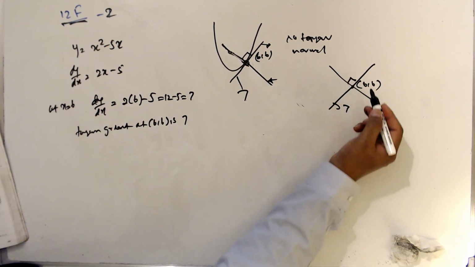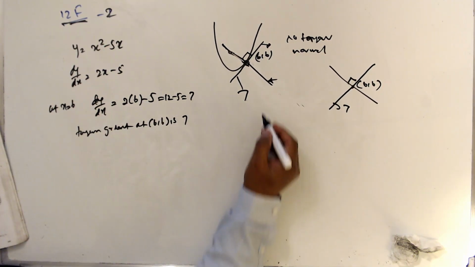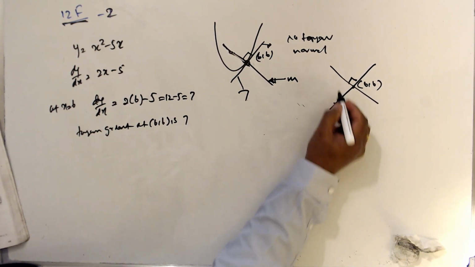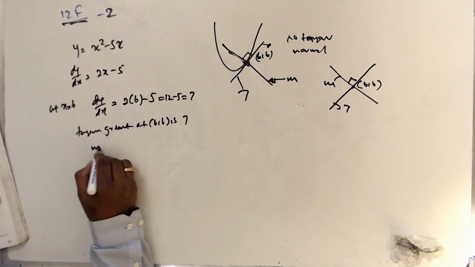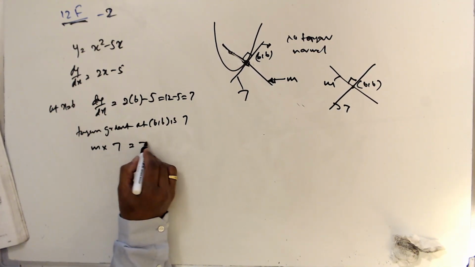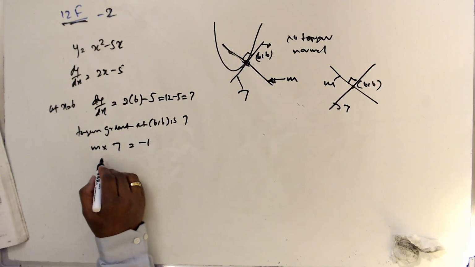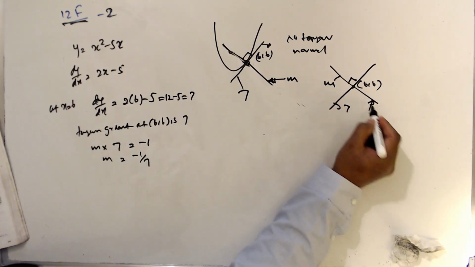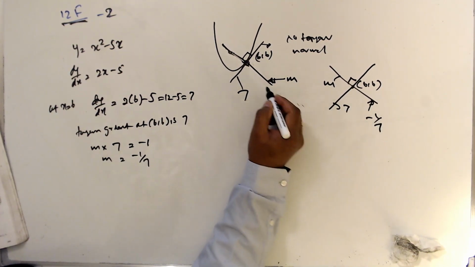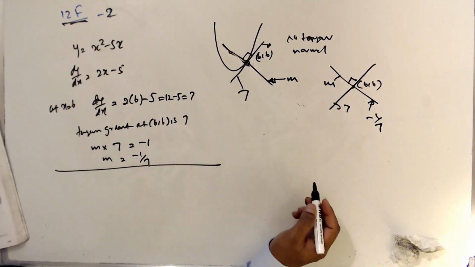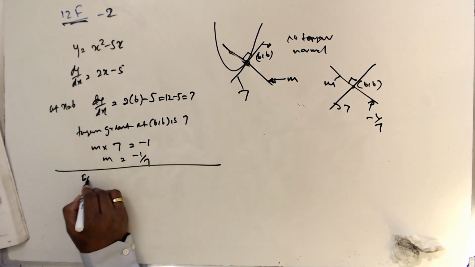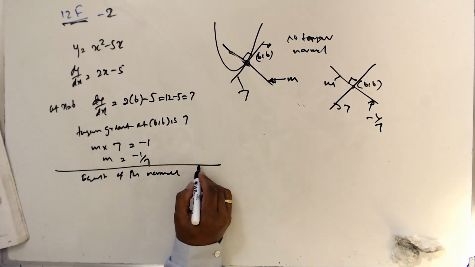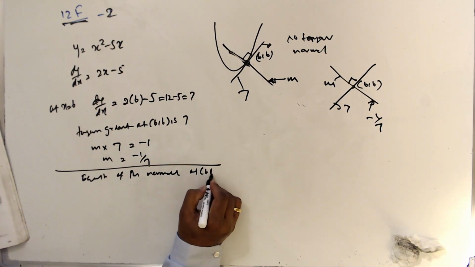So this is perpendicular. Let's take the gradient of the normal as m. When you multiply m and 7, what is the answer? It should be minus 1. So m equal minus 1 over 7. If this is 7, the perpendicular gradient is minus 1 over 7. Now we'll write the equation. So equation of the normal, not tangent, at 6, 6.